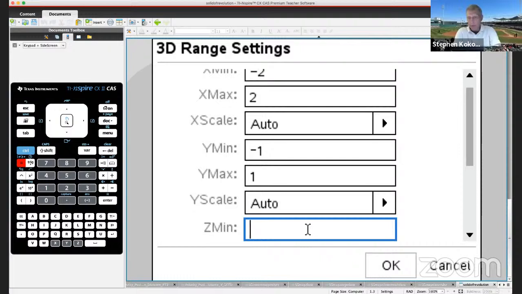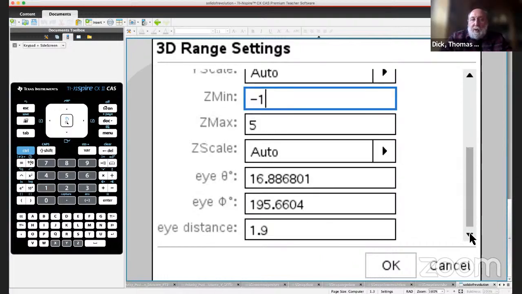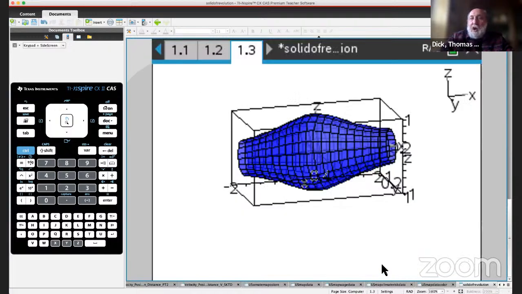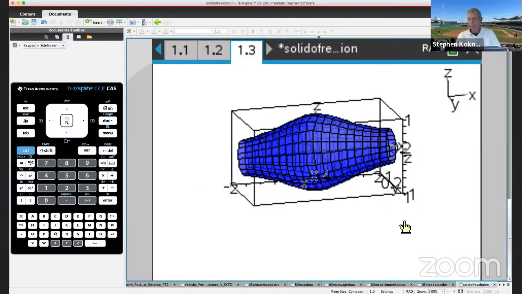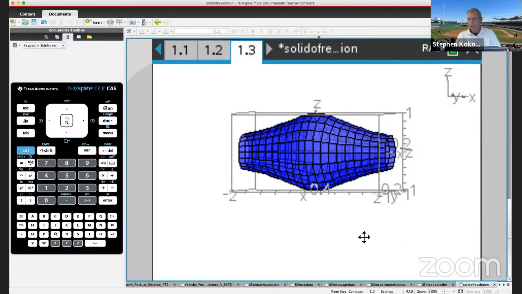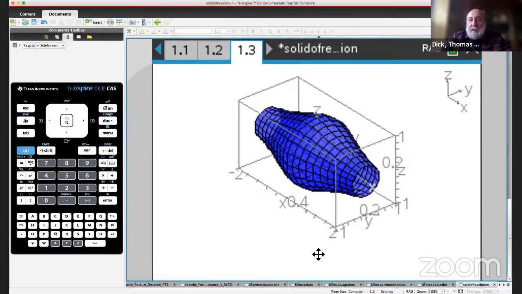And I am using some forecasting here, in that I know the maximum value of that function. Oh, that's a lot better. Yeah, that's pretty cool. There we go. And you can actually rotate this around.